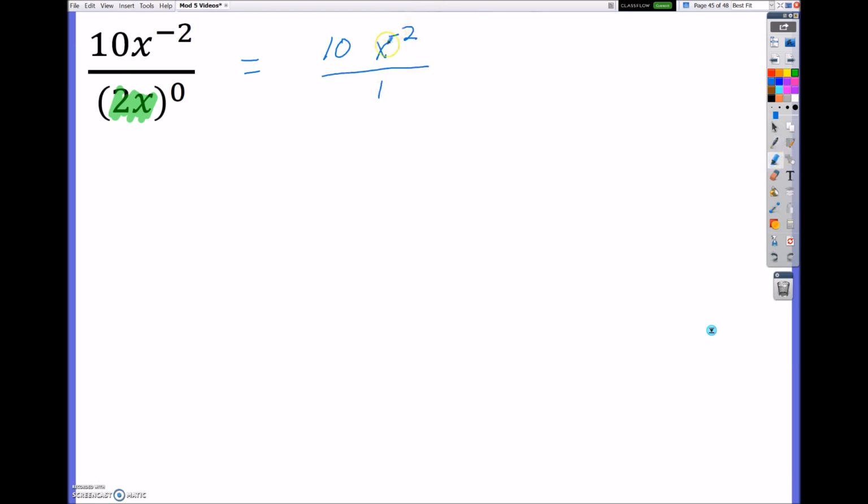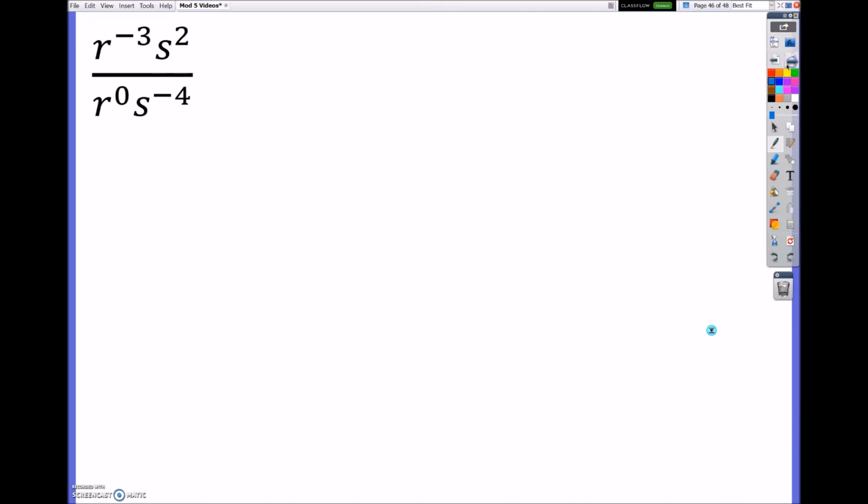And now what I notice is I have this x to the -2 power. I'm going to move that from the numerator down to the denominator. This will give me 10 all over x to the second power. And there's nothing more I can do there, so that is my final answer.